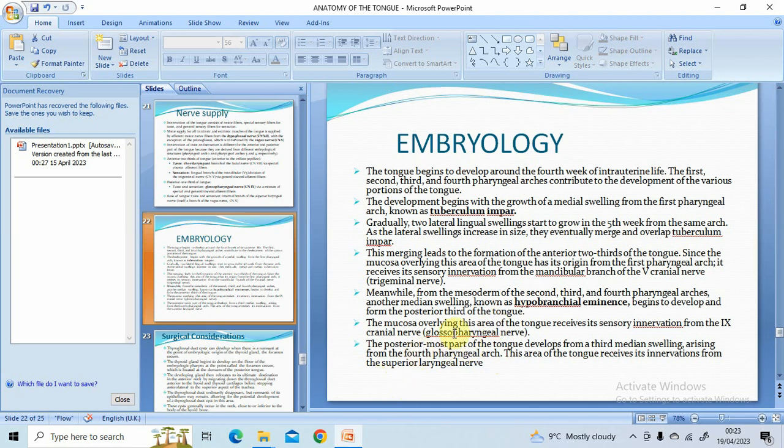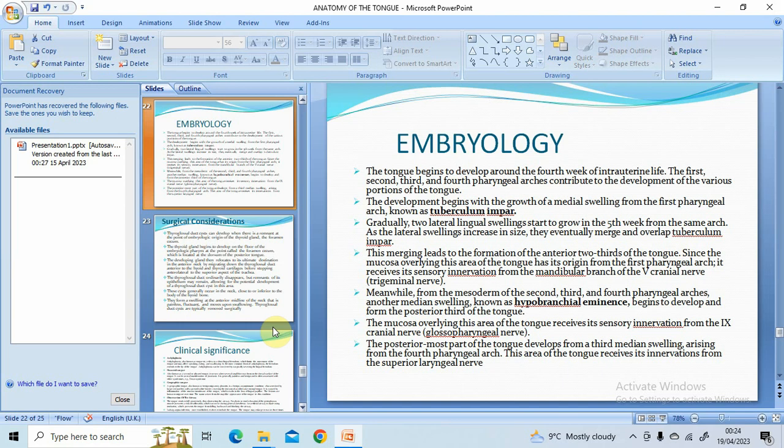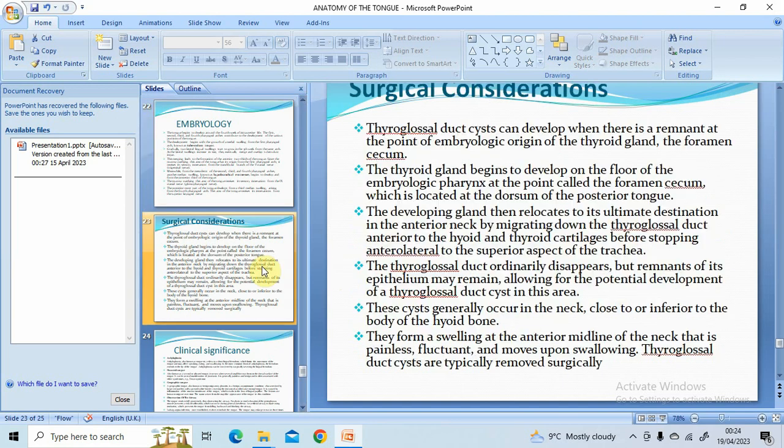The posterior most part of the tongue develops from the 3rd median swelling arising from the 4th pharyngeal arch. This area of the tongue receives innervation from the superior laryngeal nerve. I said it earlier. So this is about the embryology. So now let's talk about the surgical consideration. Remember I mentioned the foramen cecum.